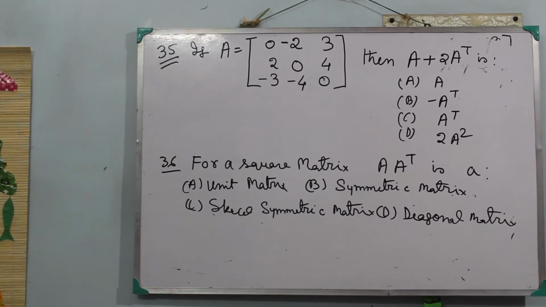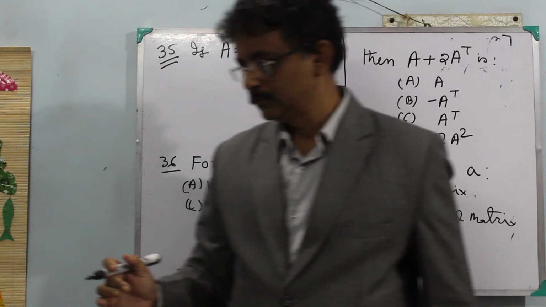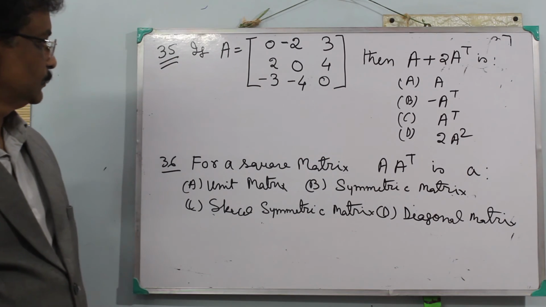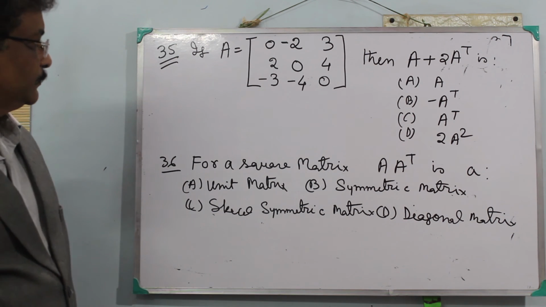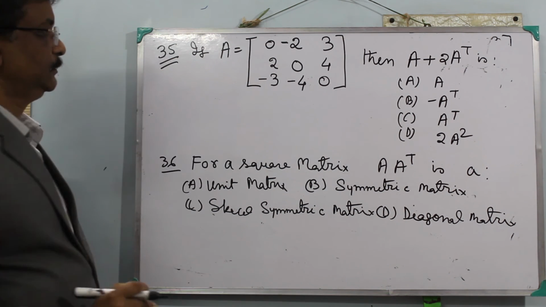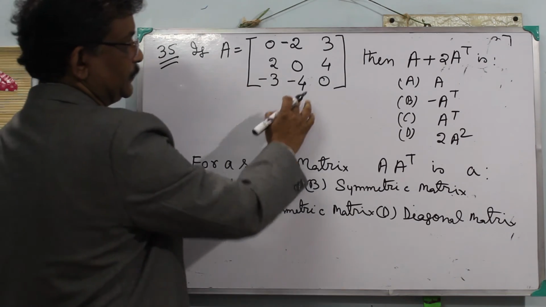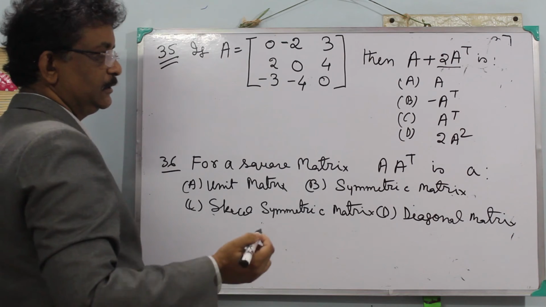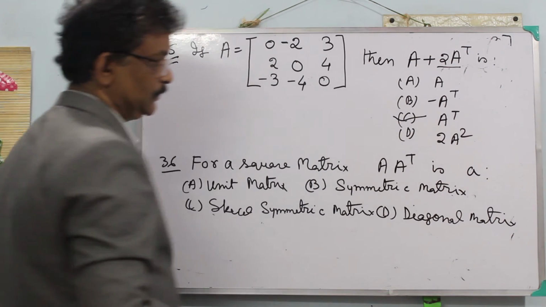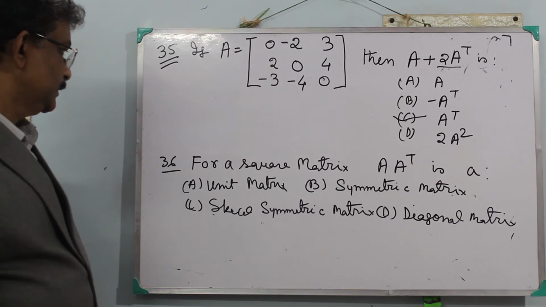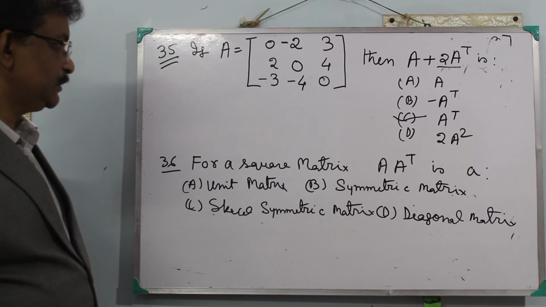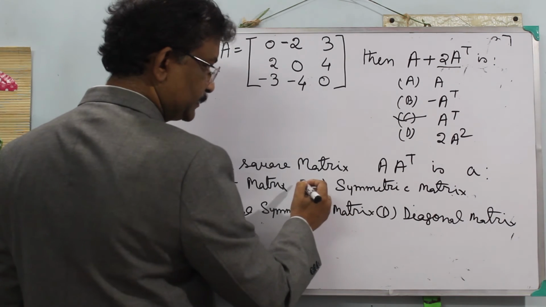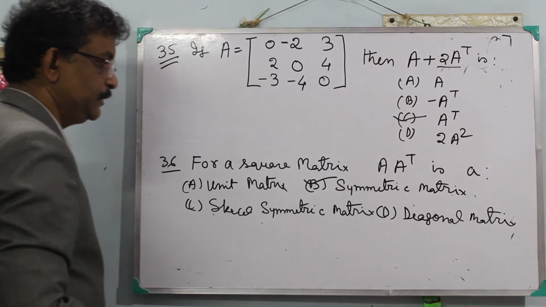Here are the last two problems of the second video on MCQ on matrix and determinant. These two are very important. So see, this is a matrix. Then A plus 2A transpose is equal to? You can try. So the correct answer is C. And for 36, for a square matrix, A into A transpose is a unit matrix, symmetric matrix, skew symmetric and diagonal matrix. The correct answer is B.